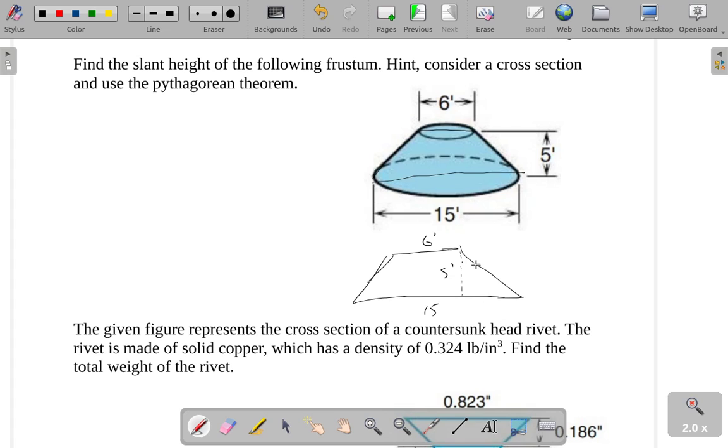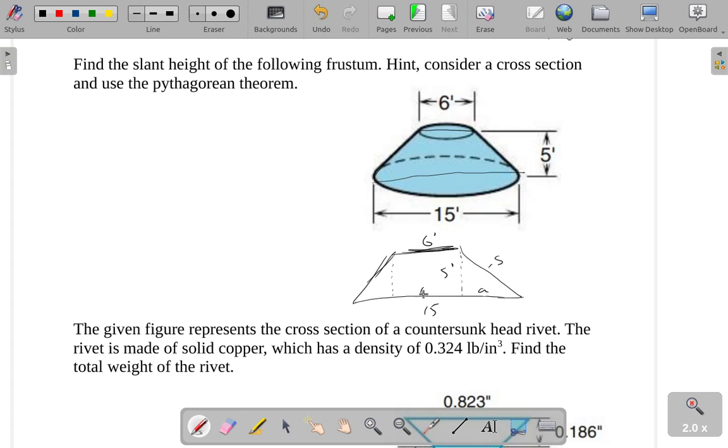If only there was some way to figure out what this distance is, this is the distance we're actually after. This is our slant height. If only there was some way to figure out what this distance is, this one right here. And, well, if we know that this distance up here is 6 feet, let me draw this down here. Let's call this A. Sure, why not?